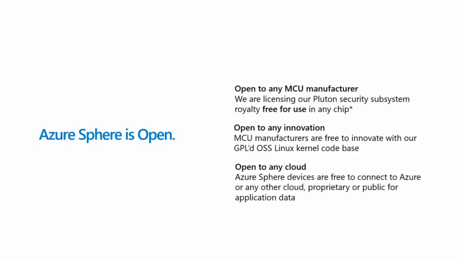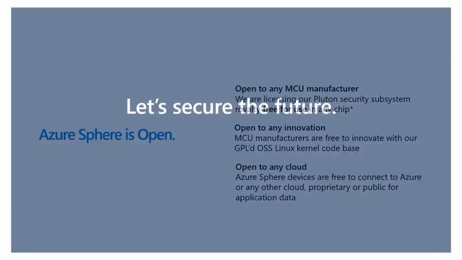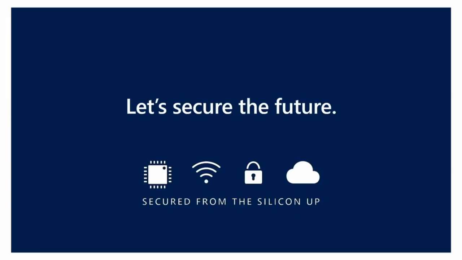The other thing is that it's open. We're licensing the Pluton subsystem for free to any silicon manufacturer that wants to implement a Sphere chip. Of course, the Linux kernel is GPL, so that's open and available for people to contribute to. And it works with any cloud. Because of the way the security service works, if you're hosting all of your services in AWS or Google or Azure, you can leverage the security service for the security of the device and work with any service that's out there. So that is the 10,000 foot view of Azure Sphere, and I'm happy to take any questions.